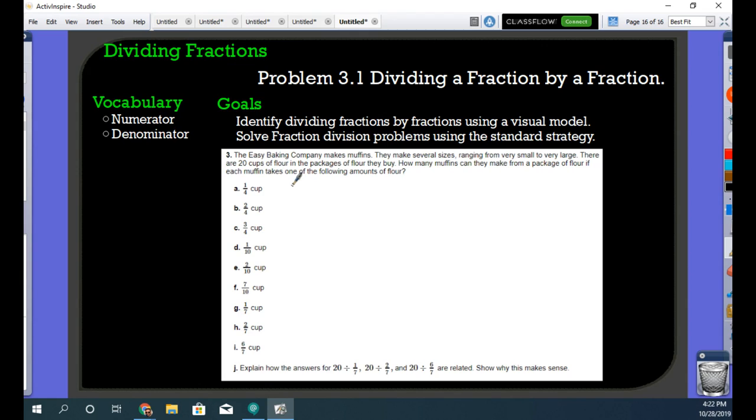So we're going to take 20 over 1 divided by 1/4. That would then turn into 20 over 1 times 4 over 1. That would give us 80 over 1, which is 80 muffins. And that makes sense if we were to break this up visually. If I had 20 whole circles, cut them all up into fourths and counted all of the fourths, we would end up with 80.